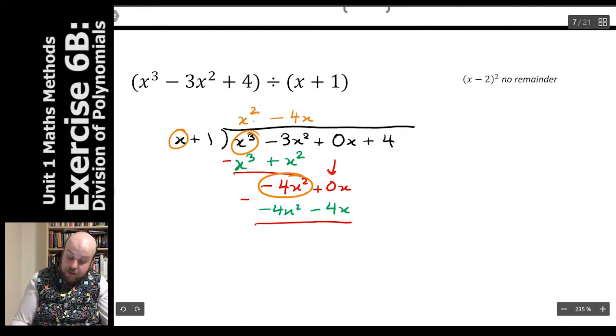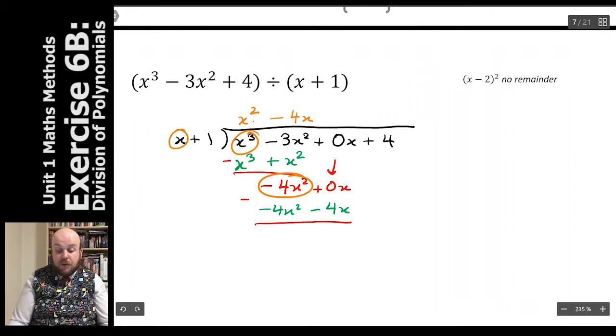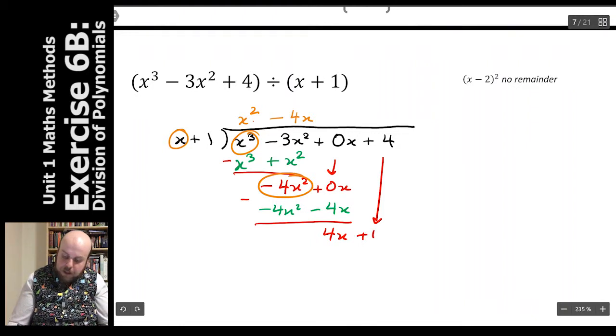And then we're going to subtract. Negative 4x squared minus negative 4x squared is 0. 0x minus negative 4x: two minuses make a plus, so that's going to be 4x. Plus 4. 4x divided by x is just a 4. And then we're going to times that through. So 4 times x gets me 4x. 4 times 1 gets me 4.